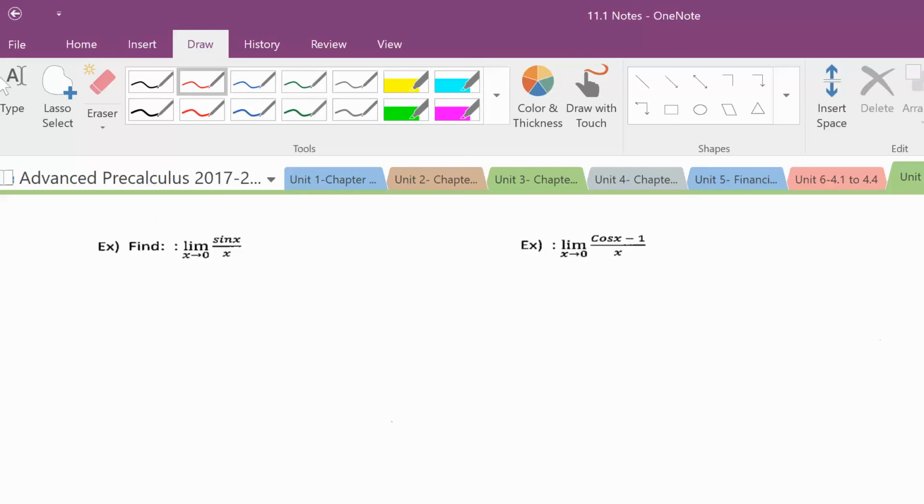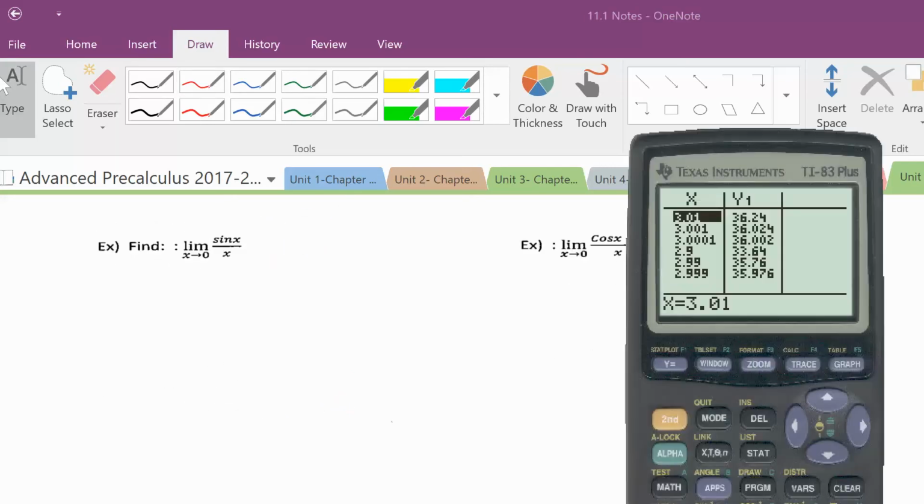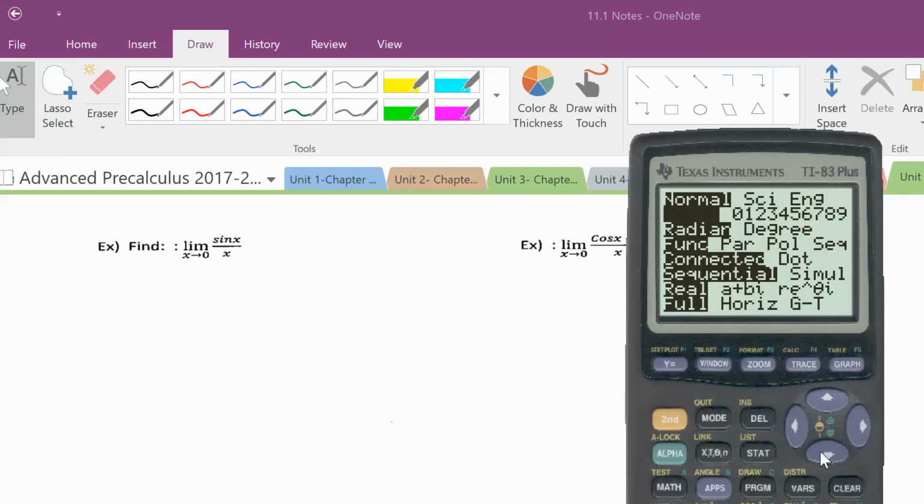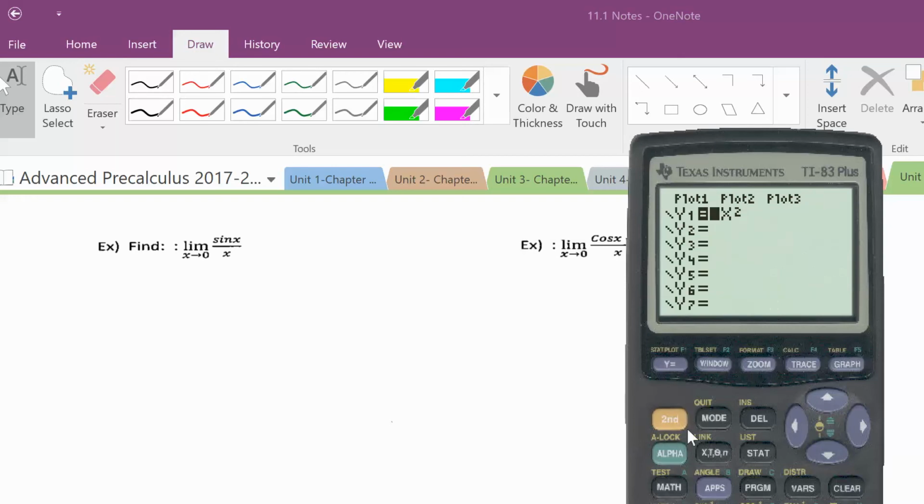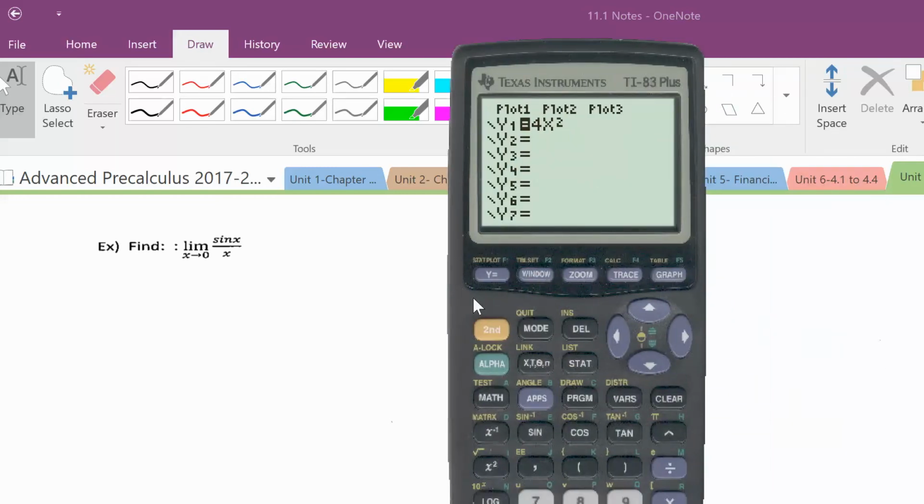Now for the trig functions, when you use your calculator, understand that you have to change the mode. For trig functions, you want it in radian mode. If your calculator is not in radian mode, put it in radian mode. Then you type in sine x divided by x.